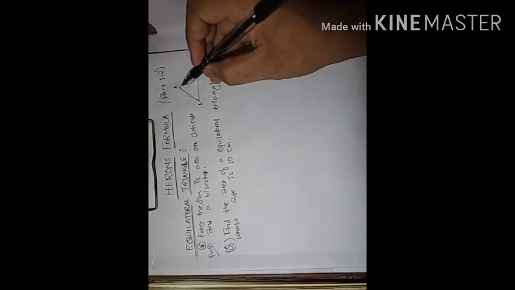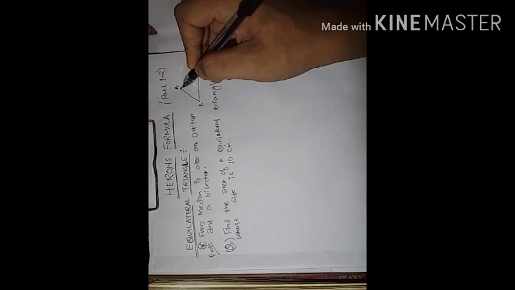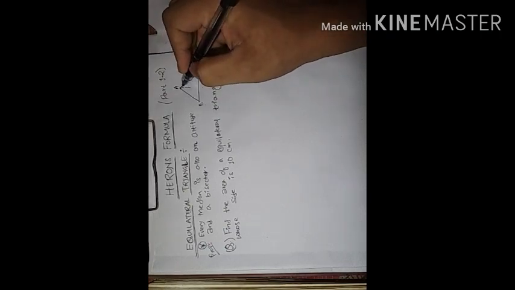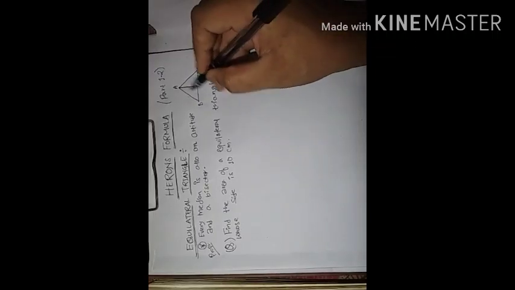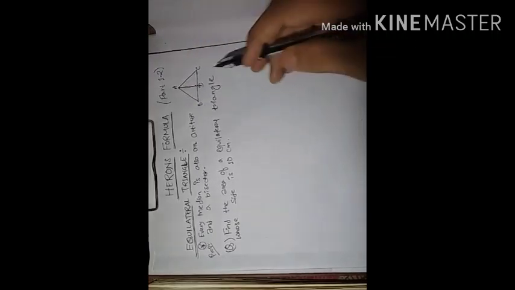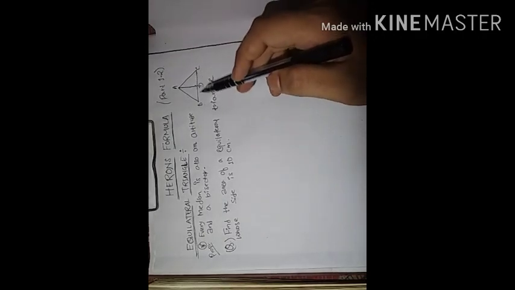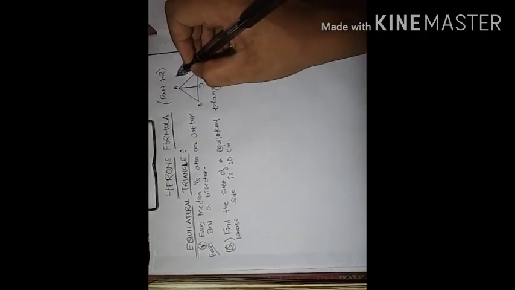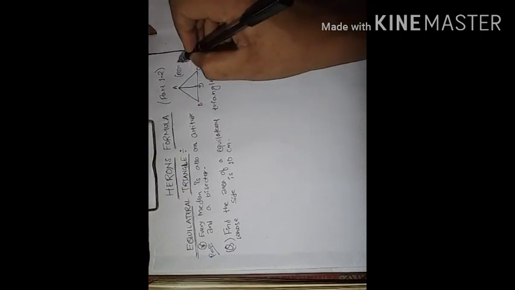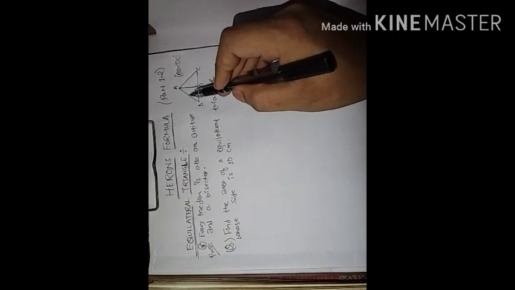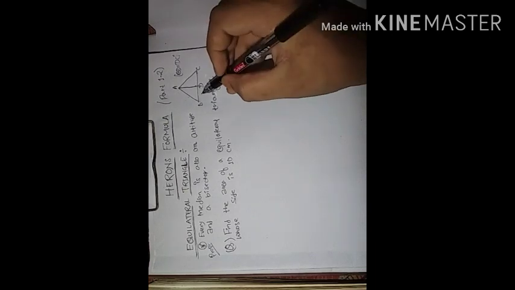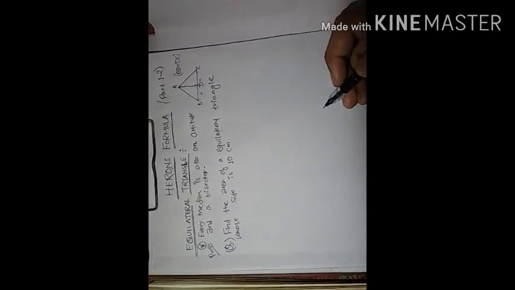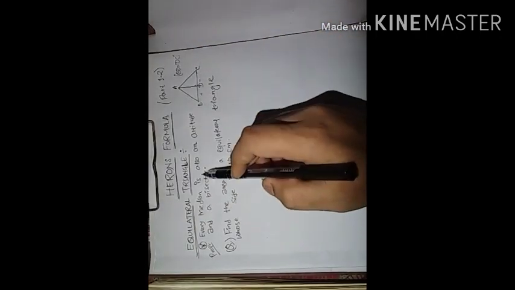Now we will draw a median from vertex A to the opposite side. What is the opposite side of vertex A? It is BC. So it will intersect BC at D. Now we know that a median divides the side into two equal parts. That means BD equals DC. So if it is 8 centimeter, BC will also be 8 centimeter and AC will also be 8 centimeter, but BD will be 4 centimeter and DC will be 4 centimeter. So here every median is also a bisector.